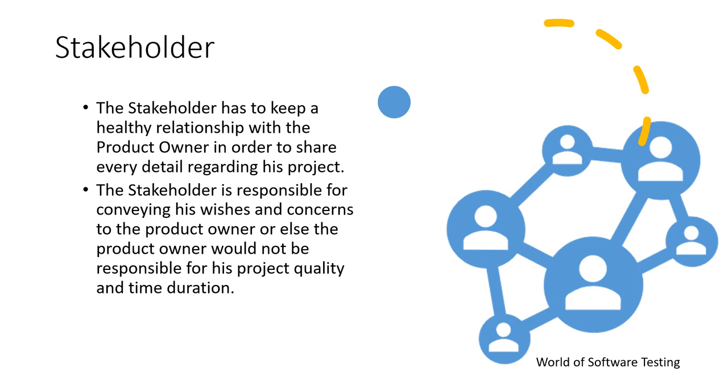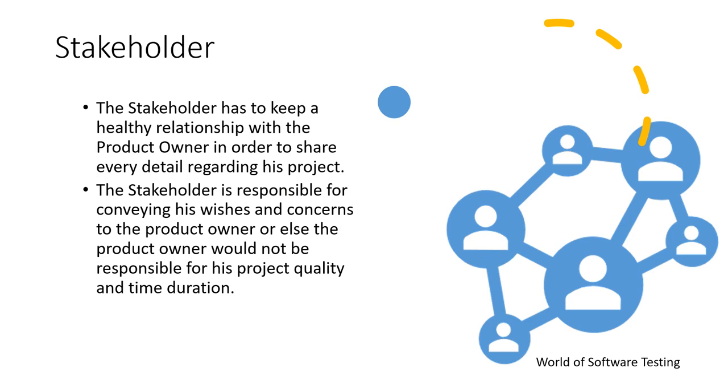And then let's discuss the stakeholder. The stakeholder has to keep a healthy relationship with the product owner in order to share every detail regarding his project. The stakeholder is responsible for conveying his wishes and concerns to the product owner, or else the product owner would not be responsible for the project quality and time duration. For example, if the stakeholder has missed out something to tell the product owner regarding development or requirements, that will not be the responsibility of the product owner. So the stakeholder has to convey their wishes or concerns to the product owner as early as possible.